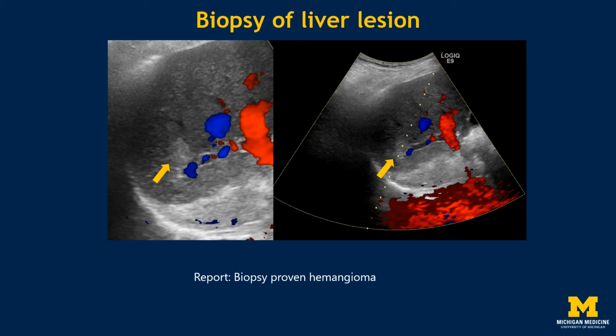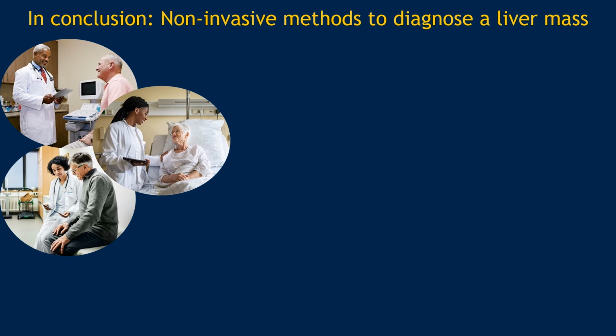So here is a case which is a classic appearance of a hemangioma on all forms of imaging at every time point. However, the patient went for a biopsy, and so again, just stressing that you really don't need a biopsy for these lesions.